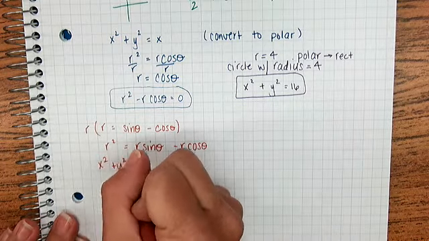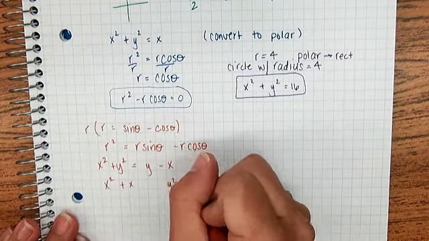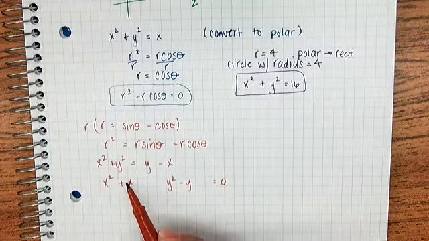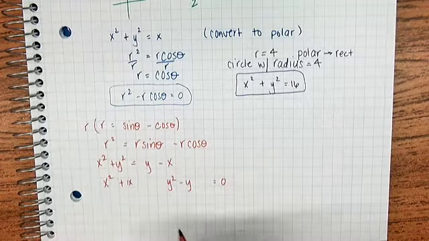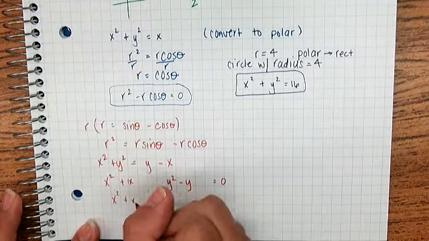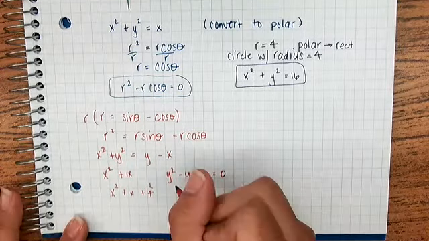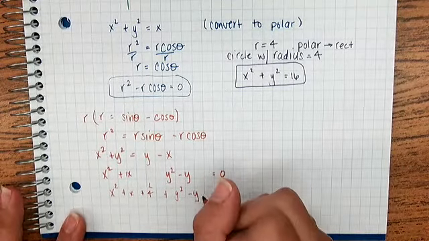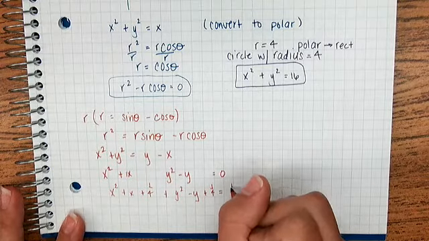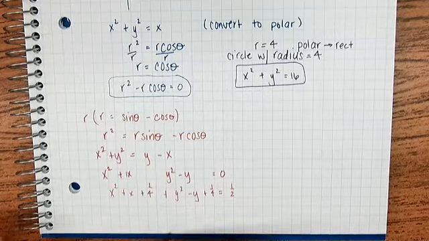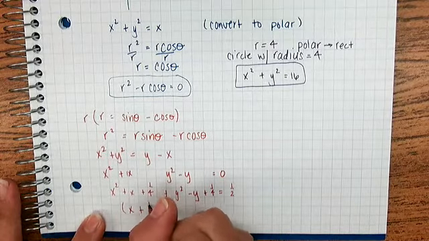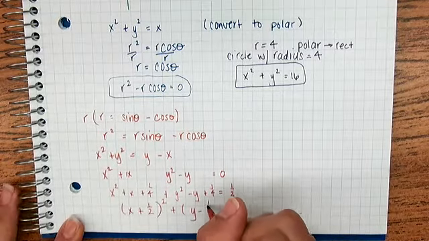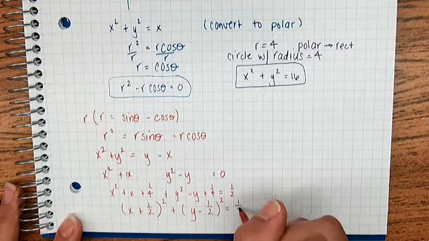Add x, leave room to complete the square. Subtract y, leave room to complete the square. Complete the square. Let's see. Coefficient is 1. Half of 1 is a half, squared is a fourth. And then again, y squared minus y. Half of the coefficient is 1/2, squared is 1/4. And then you have to add that to both sides. Factor: x plus 1/2 quantity squared plus y minus 1/2 quantity squared equals 1/2.